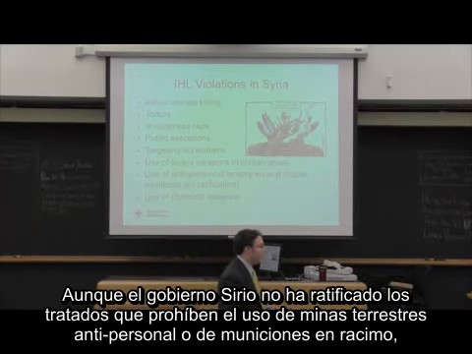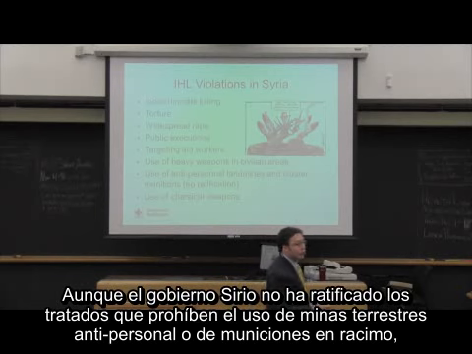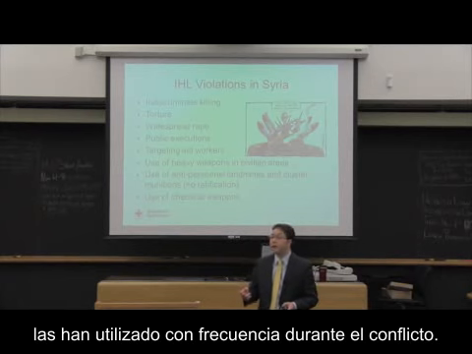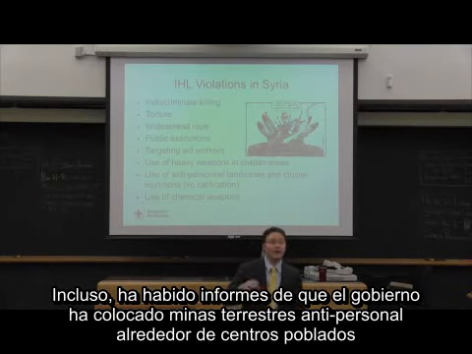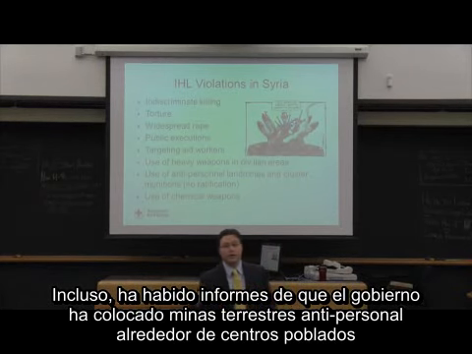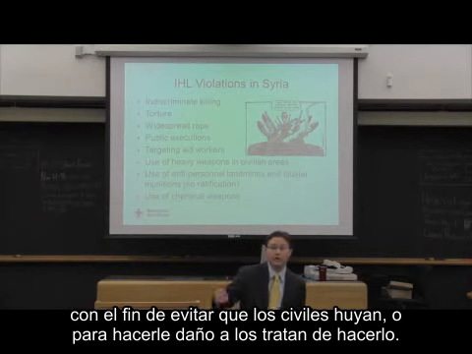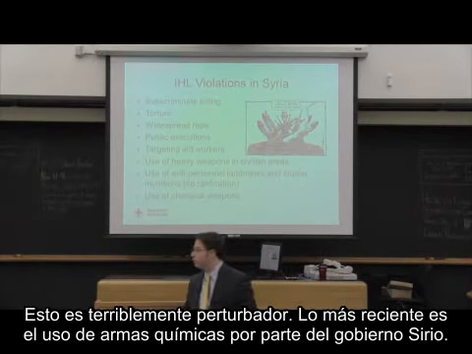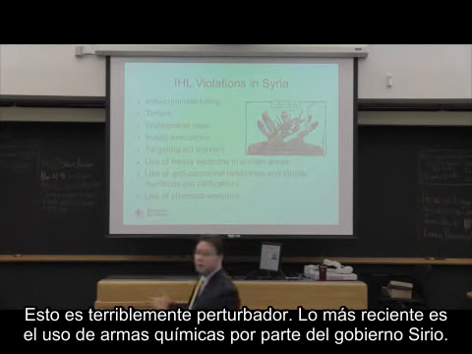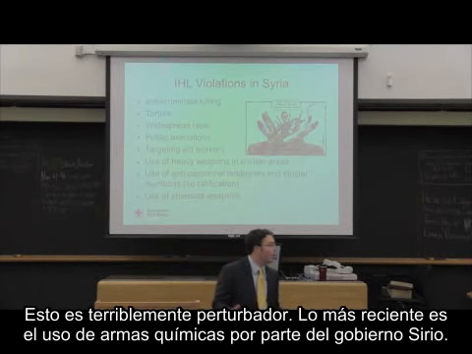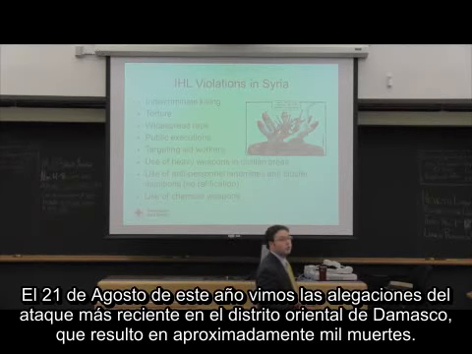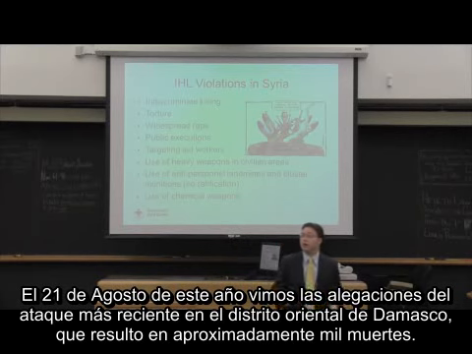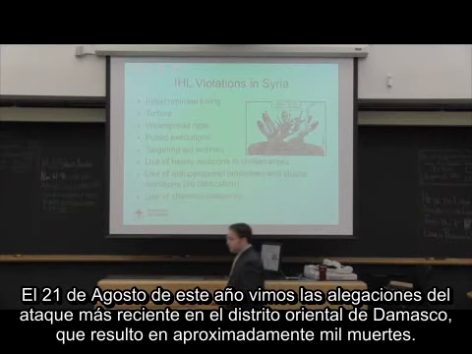The Syrian government, although it hasn't ratified treaties prohibiting the use of anti-personnel landmines or cluster munitions, has used both during the conflict. There have even been reports that the Syrian government has placed anti-personnel landmines around population centers in order to prevent civilians from fleeing or to harm those that are fleeing, which is awfully disturbing. And then certainly most recently in the news is the use of chemical weapons by the government of Syria, the most recent allegation of which occurred on August 21st of this year.